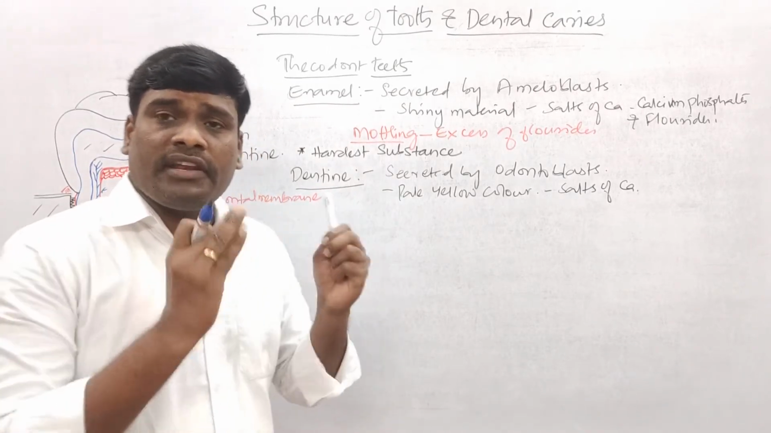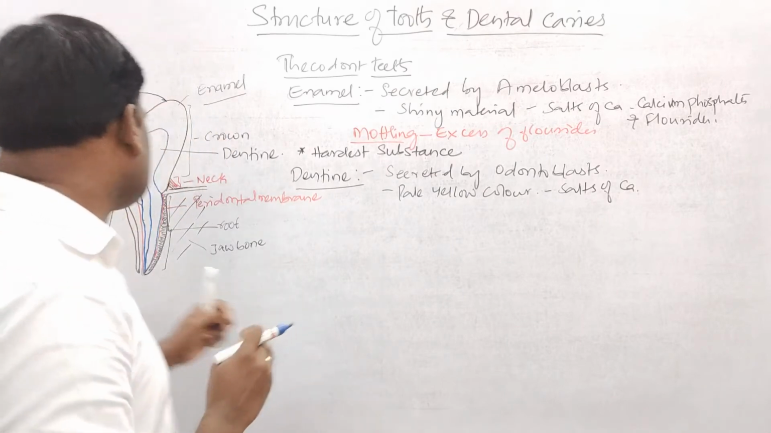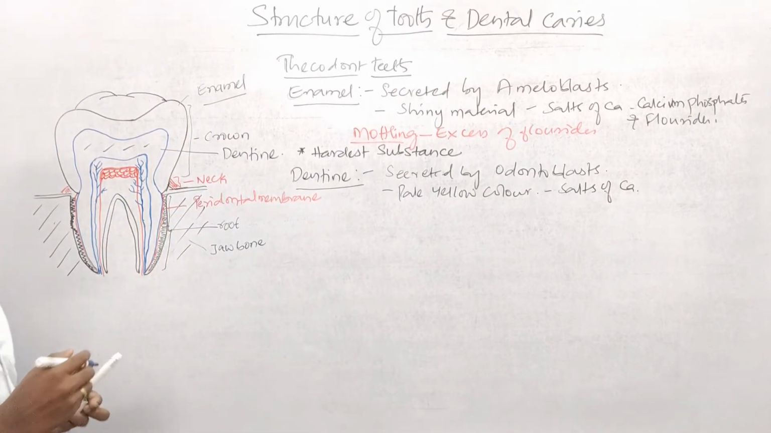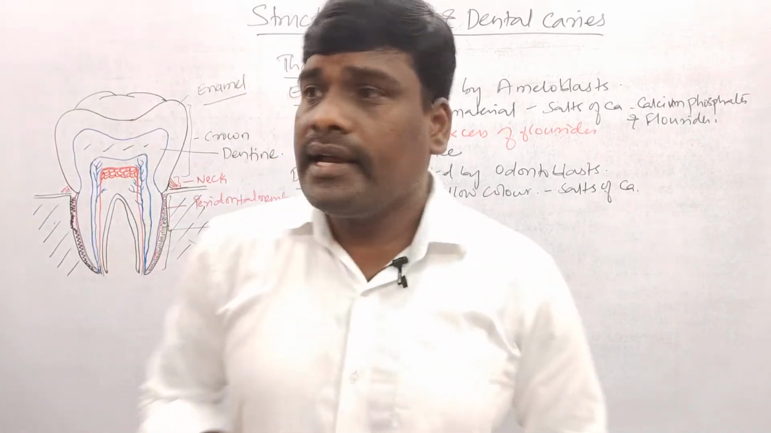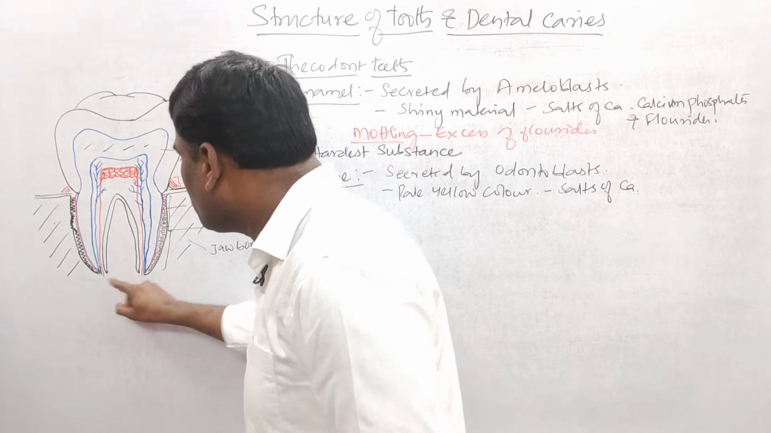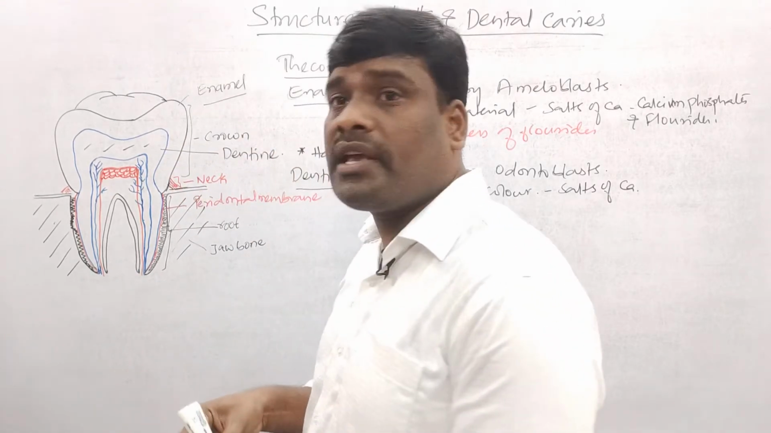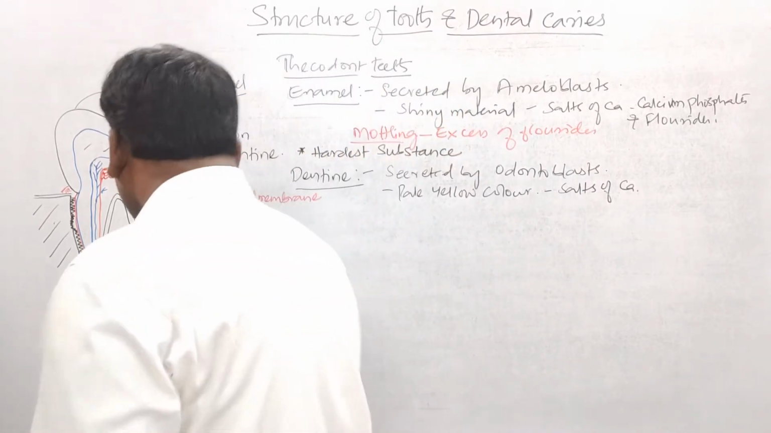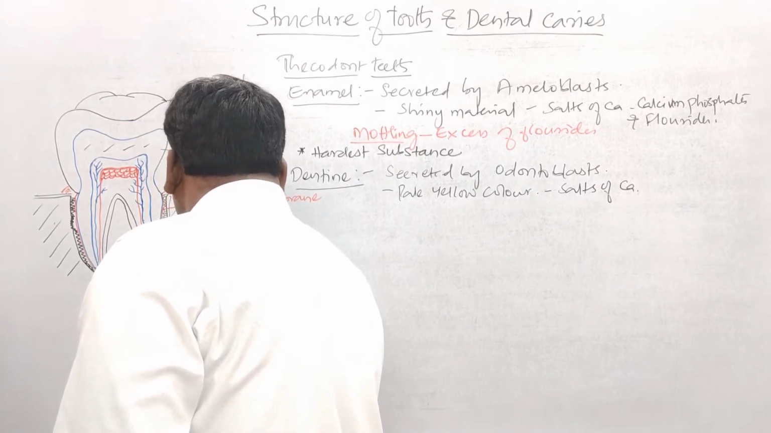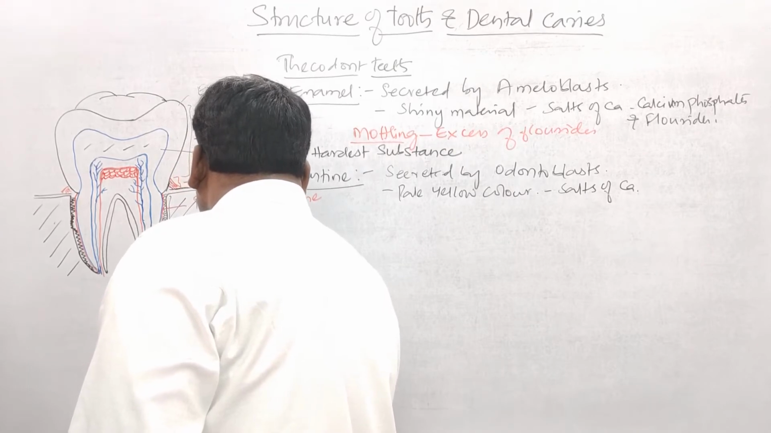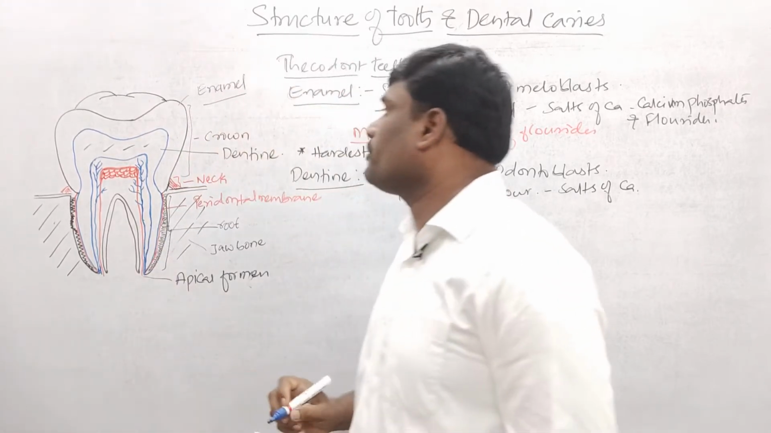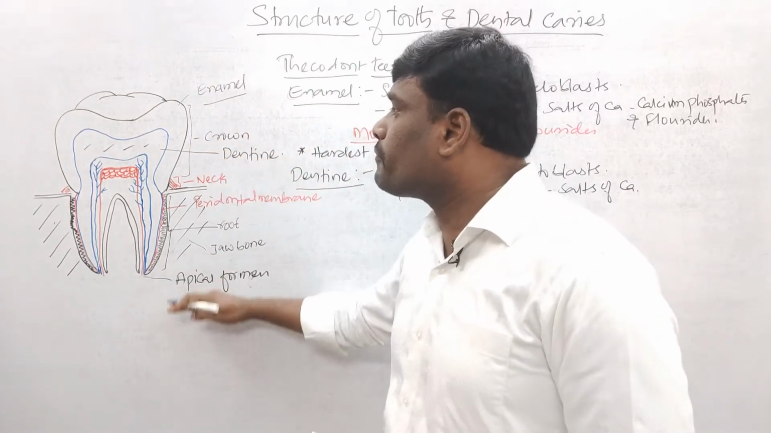It will be very, very thin, children. This cement helps in binding the tooth with the jaw. And here at the base of the root, we see two holes, children, two openings we call the apical foramen. Apical foramen, children. Okay, so this is the structure of what, children?